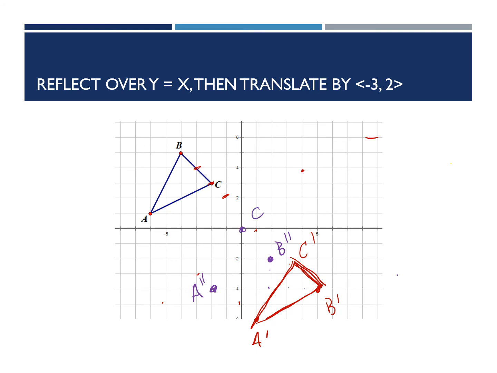So here's my C double prime, and my final translation is this. Okay.